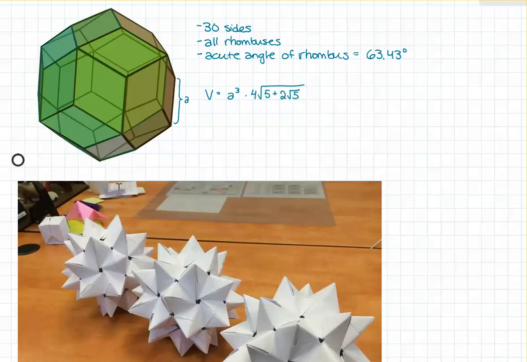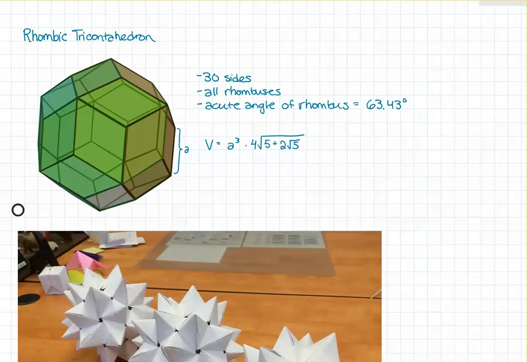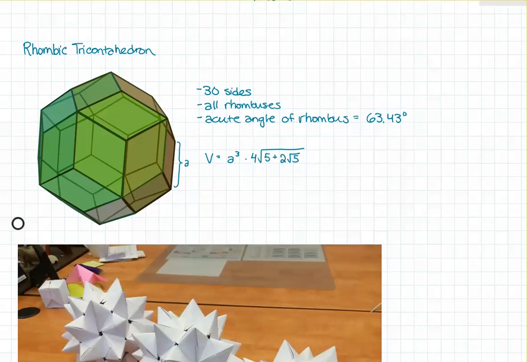So I was thinking we could find the volume of that inner rhombic tricontahedron in the 60-piece star, and then we could find the volume of one of these little pyramid spikes and then multiply it by 30. And then if we add those two numbers together, we can get the total volume. So we have all these equations for the rhombic tricontahedron. The volume is the side length cubed times this ugly number.